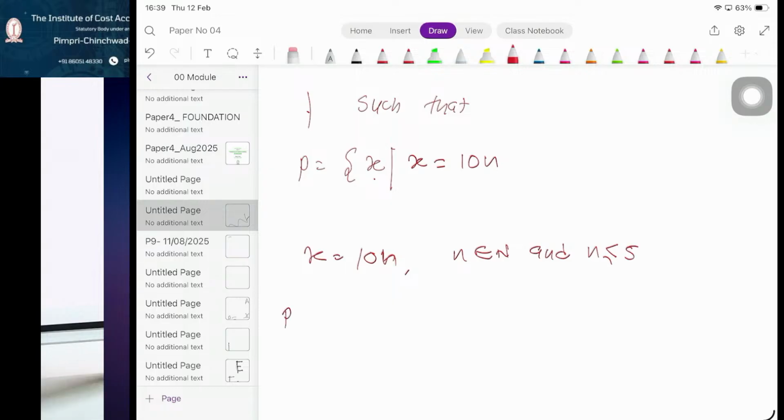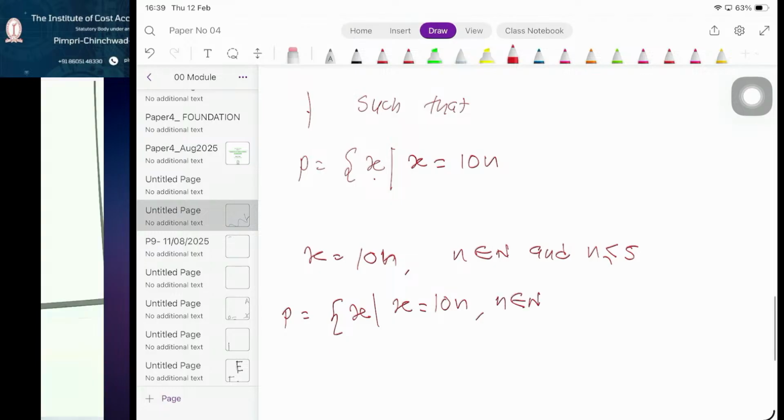What does it mean? P is equal to x such that x members can be created using the formula 10n. And what is this small n? It belongs to natural numbers.